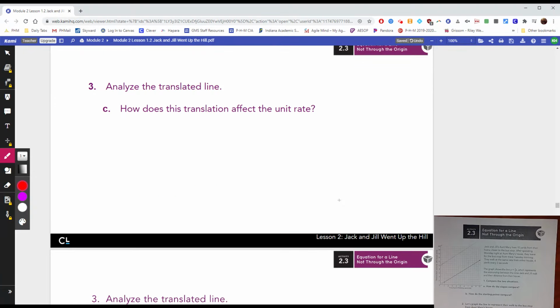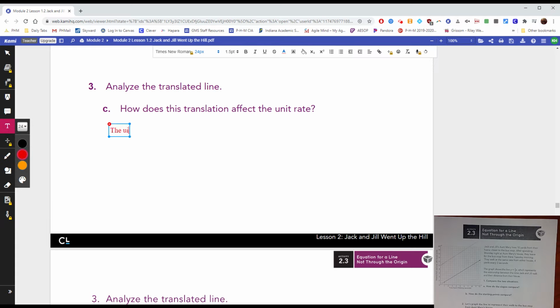So how does this translation affect the unit rate? If we look back at our graph, the unit rate is also the slope of this line, the steepness of it. You should notice that the steepness did not change. So this translation did not affect the unit rate. It did not change the unit rate. The unit rate stays the same after this translation.